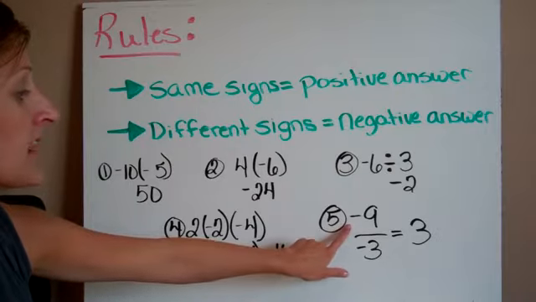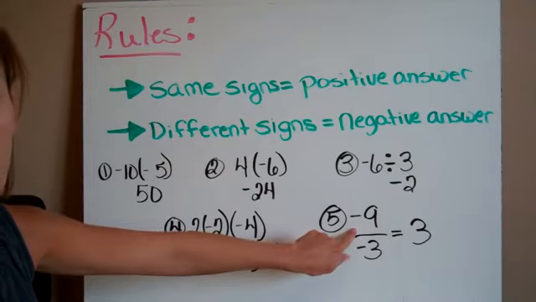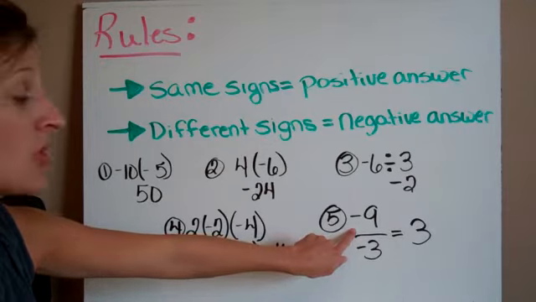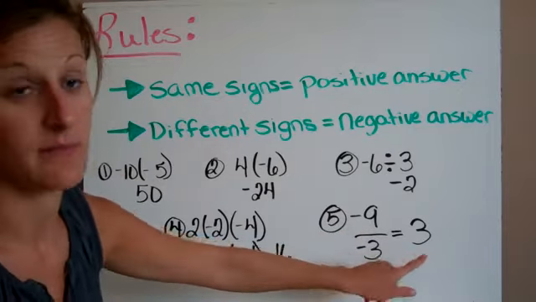Now number 5, -9 divided by -3. Both of these are negative, so it automatically makes the answer a positive number. And we know -3 goes into -9 3 times.